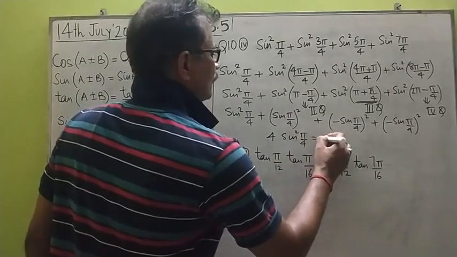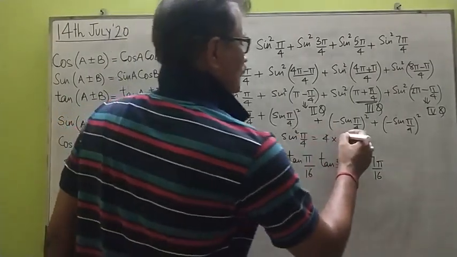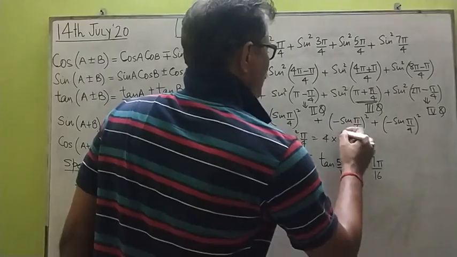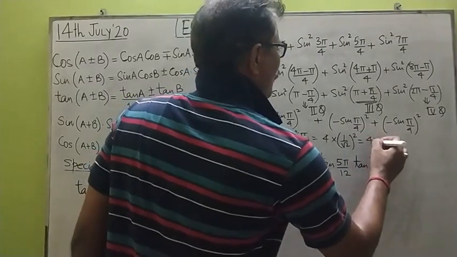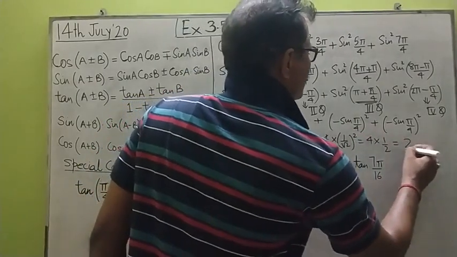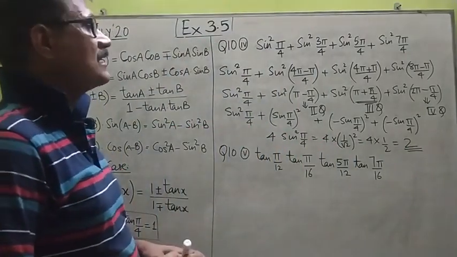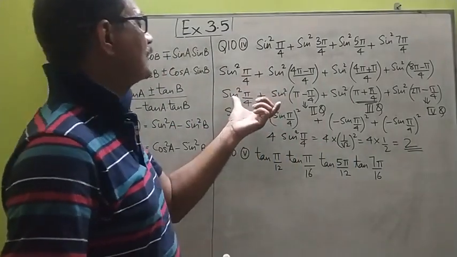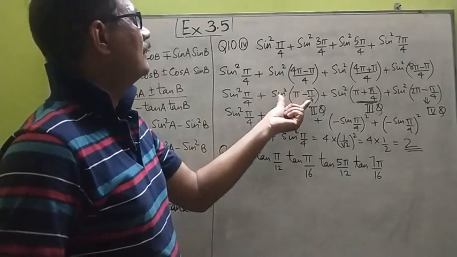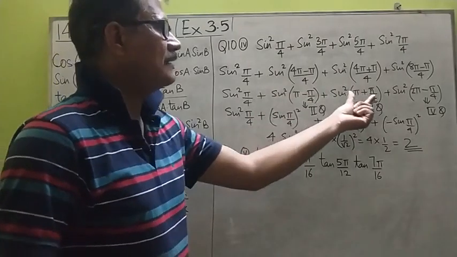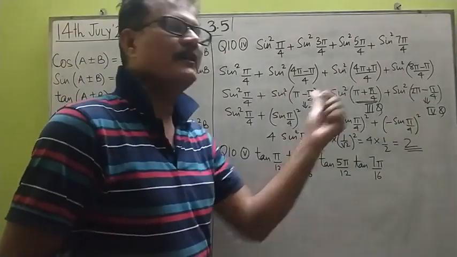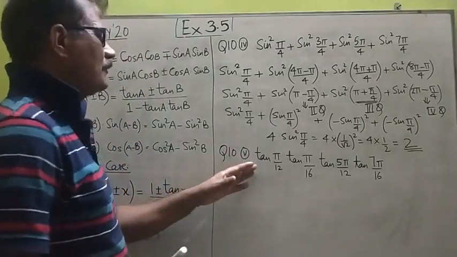And you know that this is 4 into pi by 4, which is 45. So 1 by root 2 whole square, which is 4 into 1 by 2. So the answer is what? 2. So the conversion which I just told you is being used in this question when you get sine pi minus pi by 4, sine pi plus pi by 4, 2 pi minus pi by 4. Okay? Now, coming up to this question now.